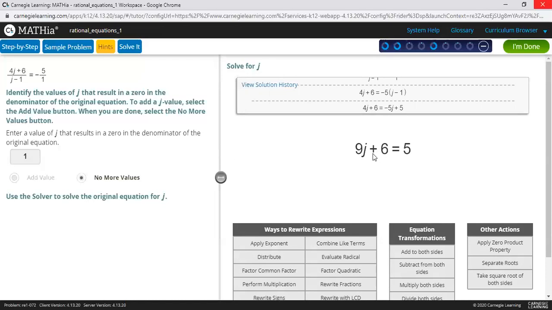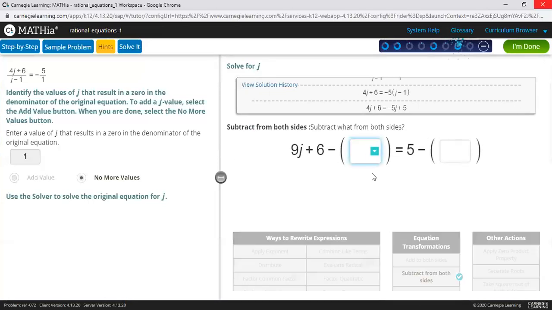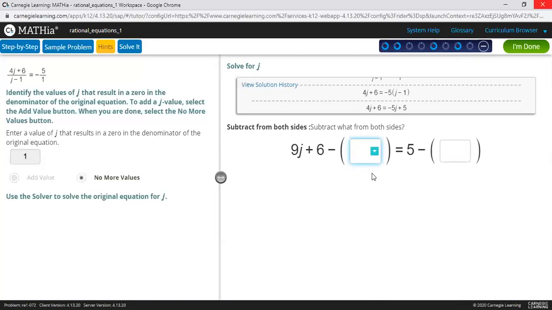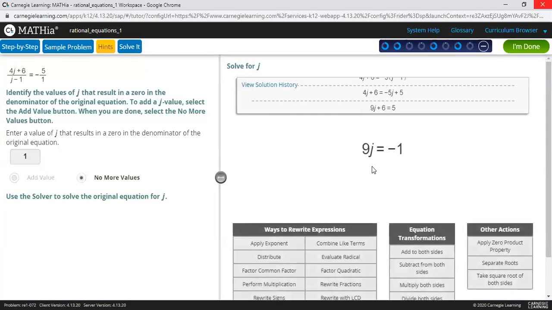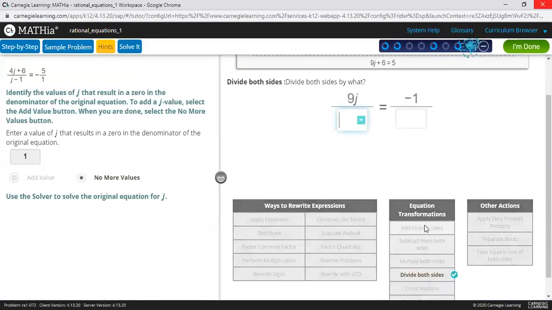So now I need to balance this equation. So I'm going to subtract 6 from both sides. And again, you don't need to write minus 6. It already enters the sign for you. So I'm just subtracting 6. And now my last step, I need to eliminate that 9. I'm going to divide both sides by 9.